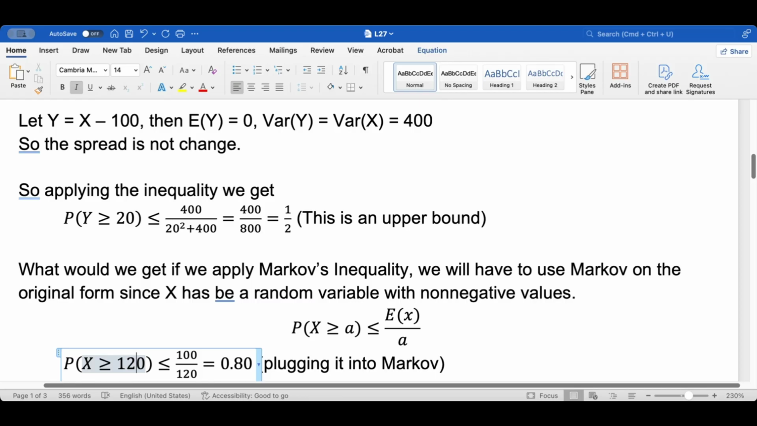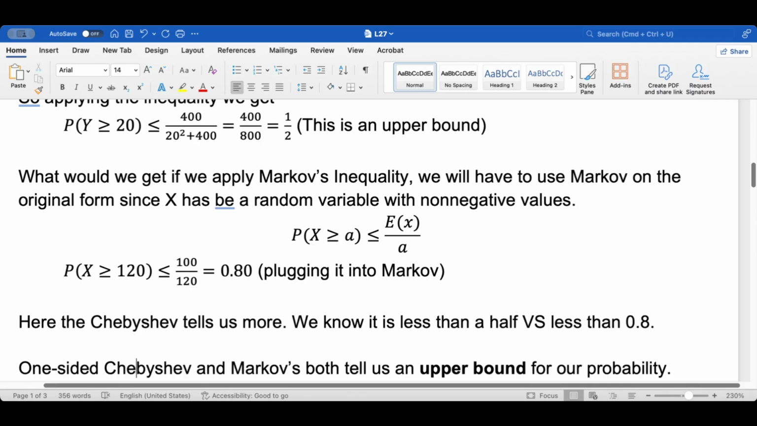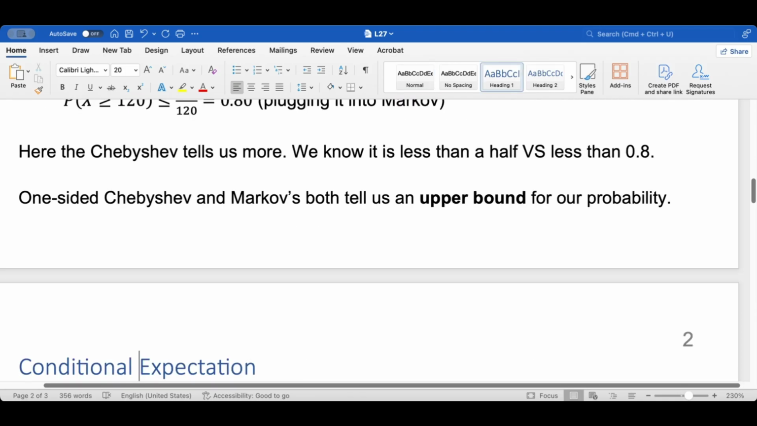Chebyshev's one-sided tells us it's at most 50%. So it's a little bit stronger result there from Chebyshev. So again, Chebyshev tells us more. It's telling us that the answer is less than or equal to 1/2 versus less than or equal to 80%. So both give us an upper bound, but Chebyshev gives us a sharper, better upper bound, gives us more information.